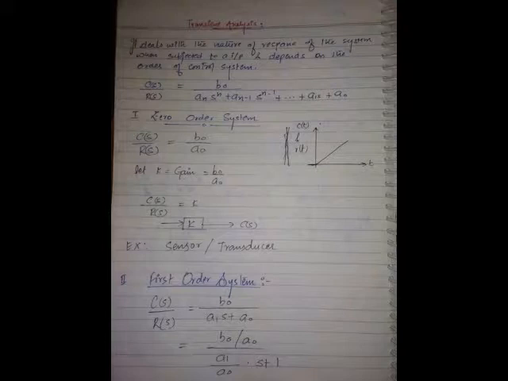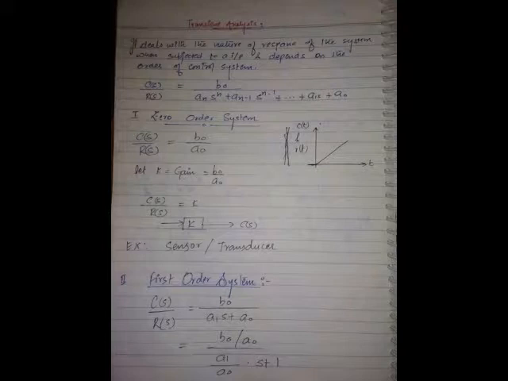This is defined as a1 by a0. The generalized transfer function of a first order system is written as K by 1 plus Ts. This is the generalized transfer function of a first order system. So you see the transfer function now has a constant term as well as a pole.